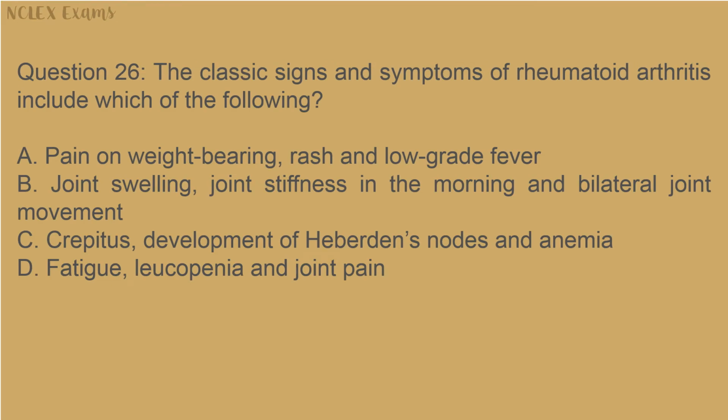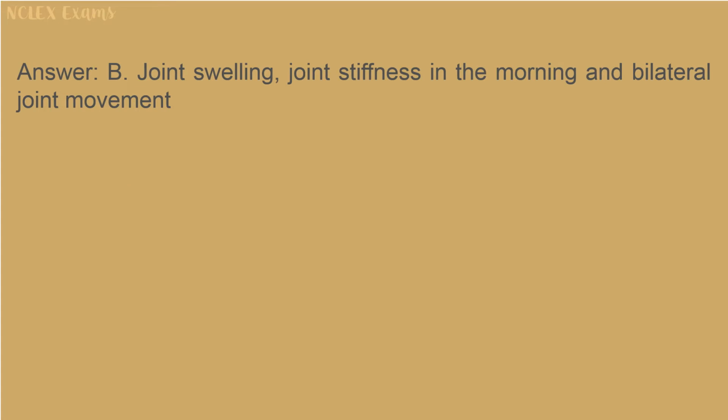Question 26. The classic signs and symptoms of rheumatoid arthritis include which of the following? A. Pain on weight bearing, rash and low-grade fever. B. Joint swelling, joint stiffness in the morning and bilateral joint movement. C. Crepitus, development of Heberden's nodes and anemia. D. Fatigue, leukopenia and joint pain. Answer: B. Joint swelling, joint stiffness in the morning and bilateral joint movement.